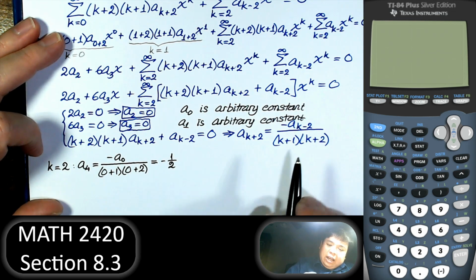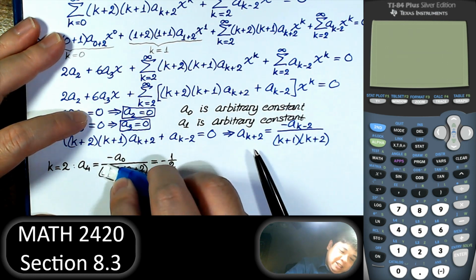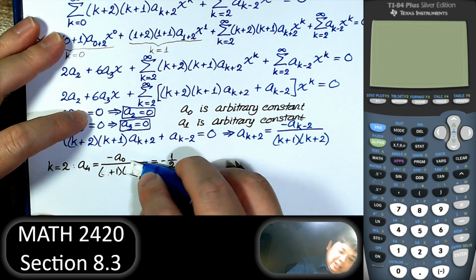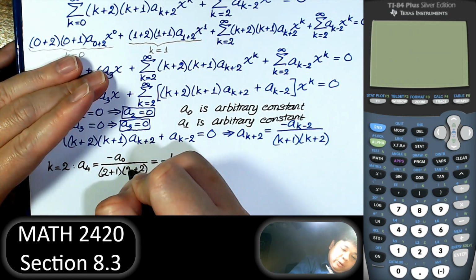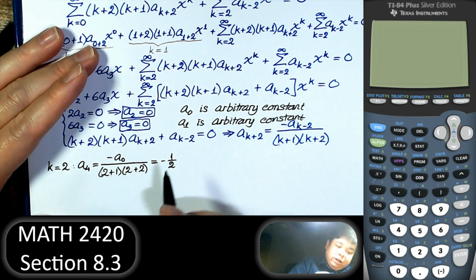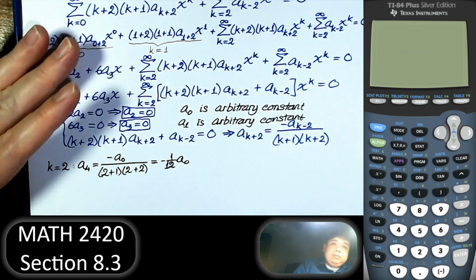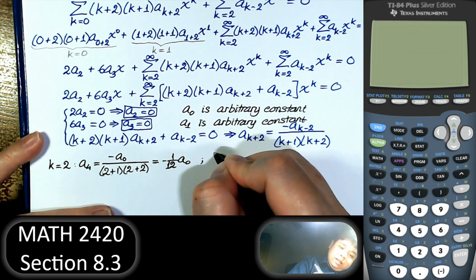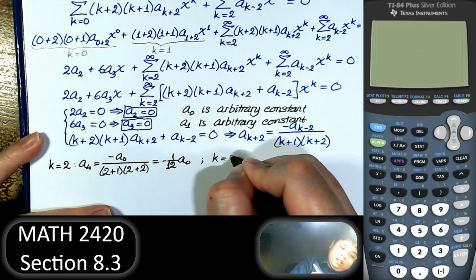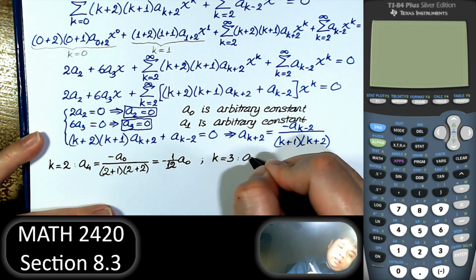Sorry, k equal to 2, right? So put 2 in for k. Sorry, 2 in for k, and that 3 and 4 should not be negative 12 a naught. Right, so that's good. Next, k equal to 3. Put 3 in for k.